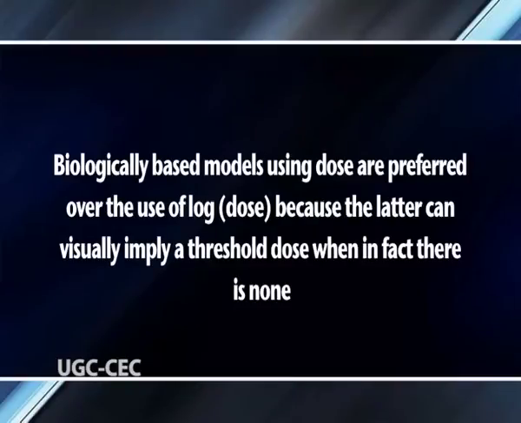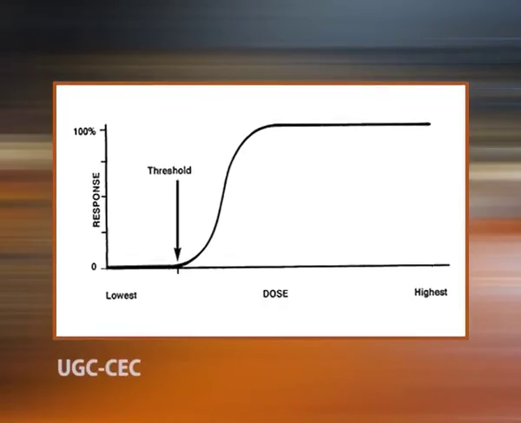Biologically based models using dose are preferred over the use of log because the latter can visually imply a threshold dose when in fact there is none. The first point along the graph where a response above 0 is reached is usually referred to as a threshold dose. For most beneficial or recreational drugs, the desired effects are found at doses slightly greater than the threshold dose. At higher doses, undesired side effects appear and grow stronger as the dose increases. The more potent a particular substance is, the steeper this curve will be.